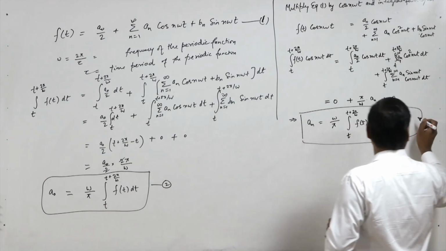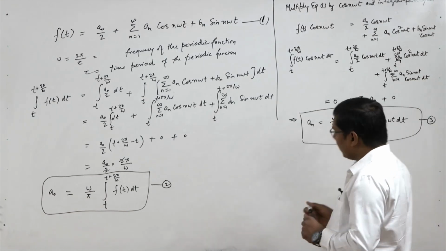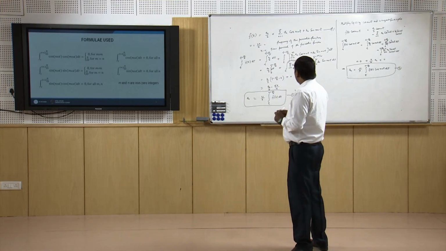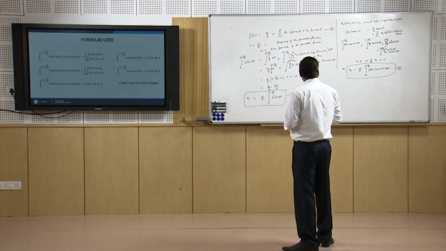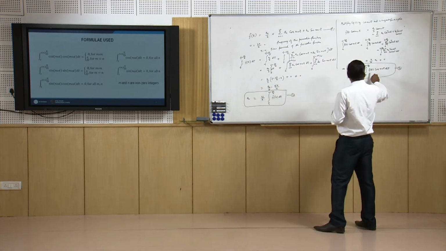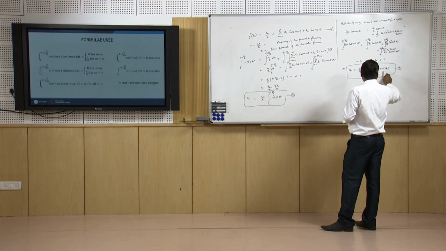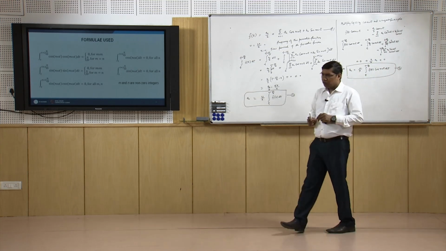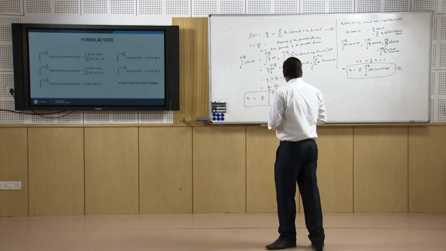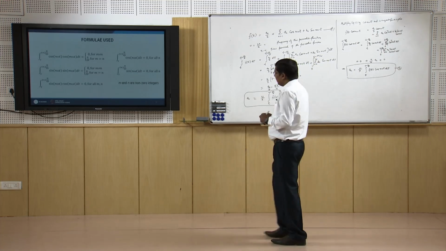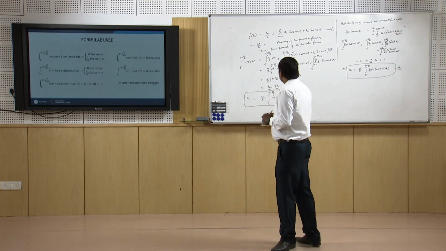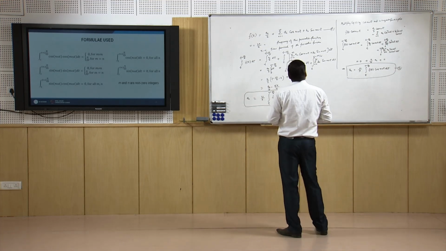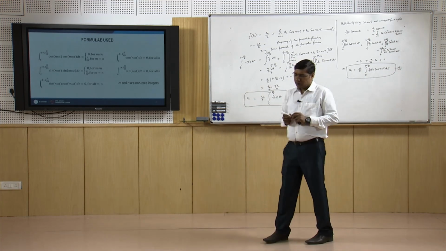So, this is our equation number 3, that gives us the value of an. So, we know the periodic function, we multiply it with cos n omega t, then we integrate for one cycle and multiply with omega by pi, we will get an. Now, our objective is to get the last value bn. That is the coefficient of sin n omega t.